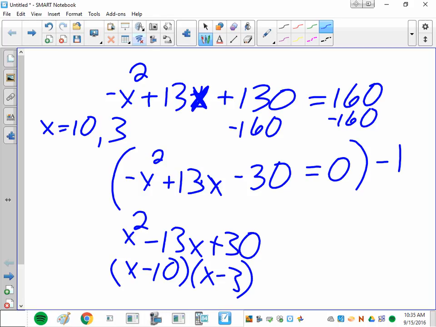Which one is the answer? Why? The domain is listed in the problem as being between 1 and 6. That function only exists between 1 and 6. So that's the answer.